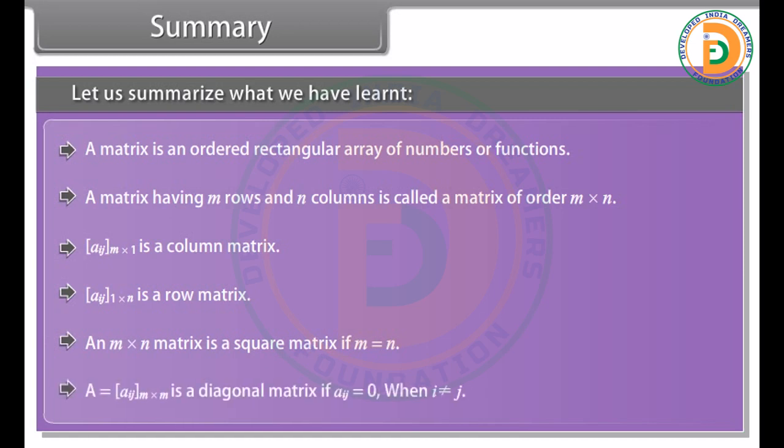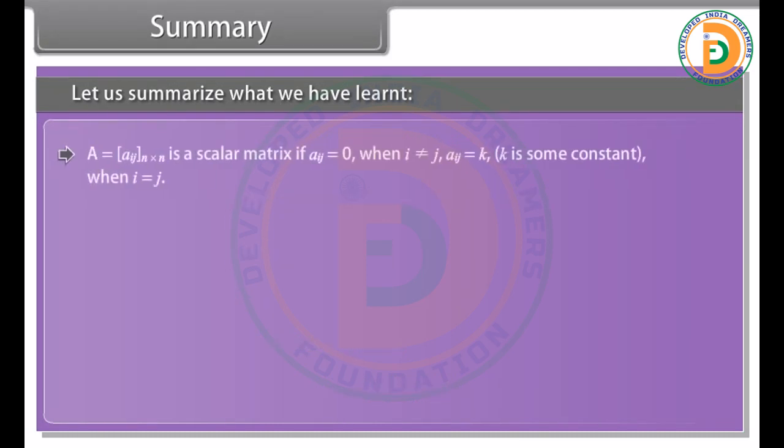A is equal to a_ij, m by m, is a diagonal matrix if a_ij is equal to 0 when i is not equal to j. A is equal to a_ij, n by n, is a scalar matrix if a_ij is equal to 0 when i is not equal to j, and a_ij is equal to k, where k is some constant, when i is equal to j.